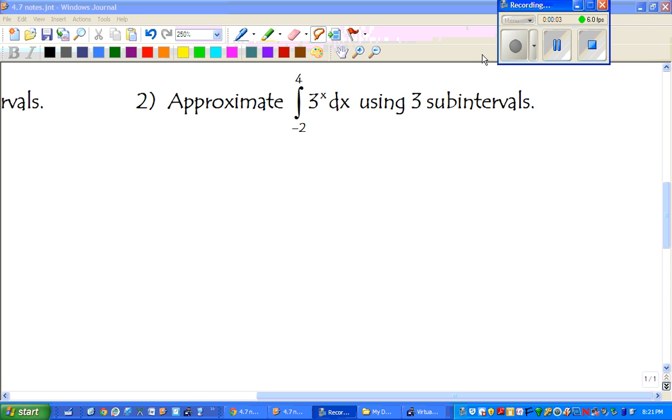Let's take a look at number 2. Here we're not going to look at the graph. Let's just try this without doing the graph. We want to approximate this using 3 subintervals. So first thing, we want to find out what delta x is.